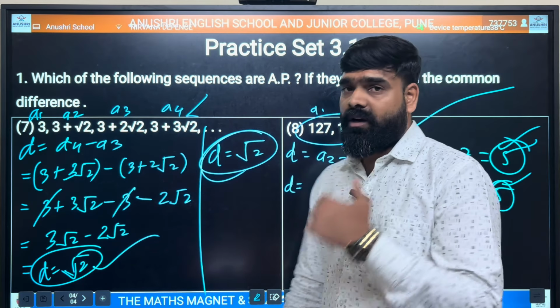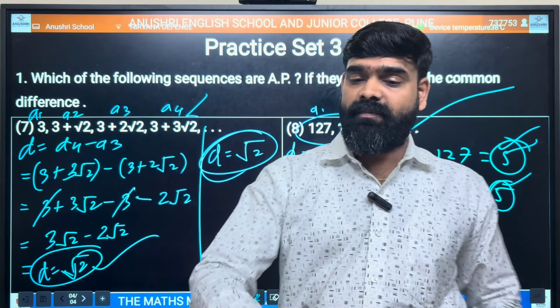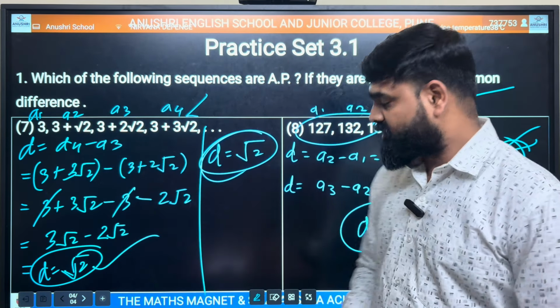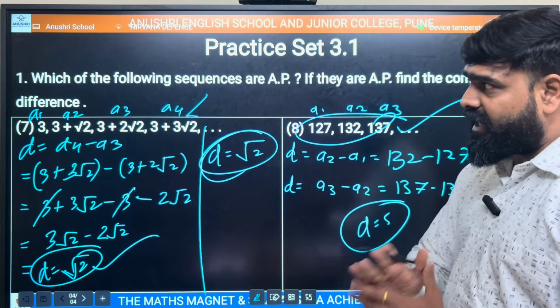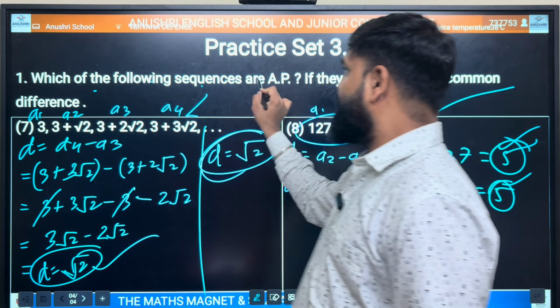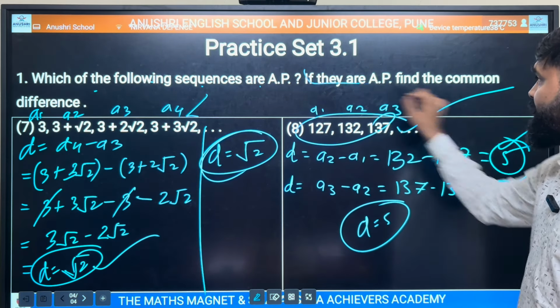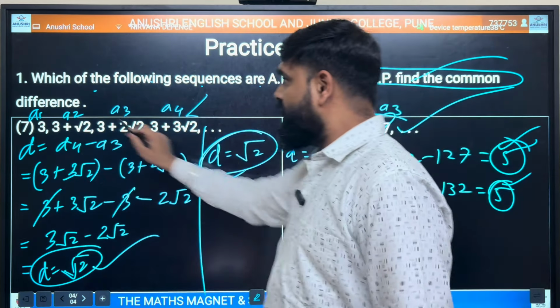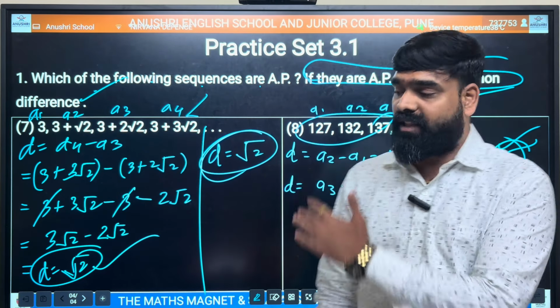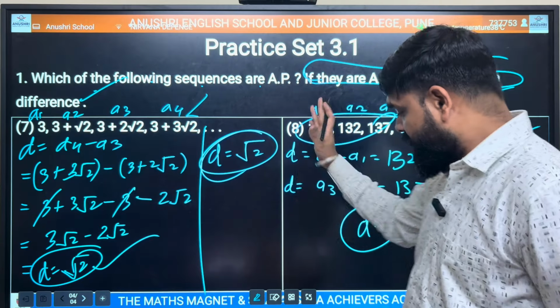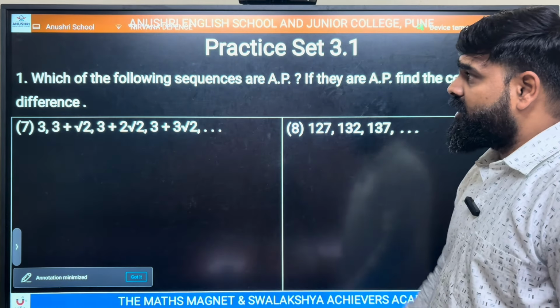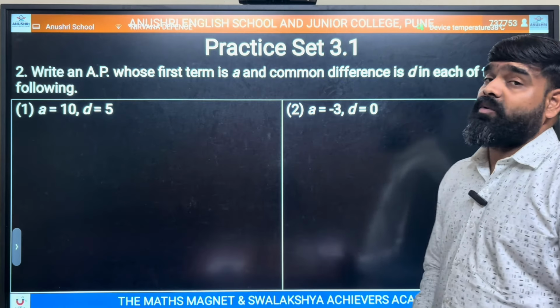So this is one type of question that may be asked to you. It was a very easy question: which of the following sequences are AP? If they are an AP, find the common difference. So likewise we can solve this type of question. So let us solve the next question.